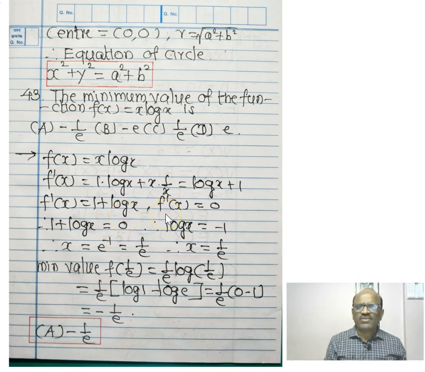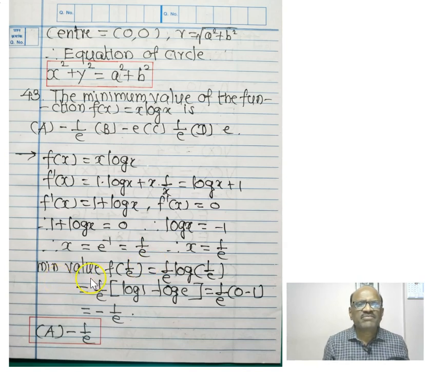But to find out the value of x, we always set the first derivative equal to 0. Therefore f dash of x is equal to 0. Therefore 1 plus log x is equal to 0. Therefore log of x is equal to minus 1. Now this is a logarithmic function. It is converted into the exponential function. Therefore x is equal to e raised to minus 1, and therefore x is equal to 1 upon e.